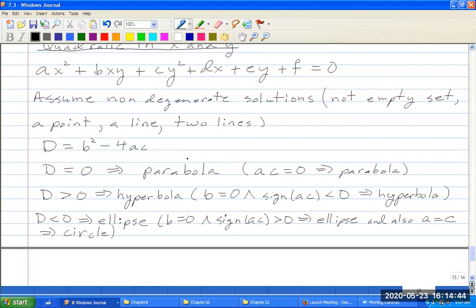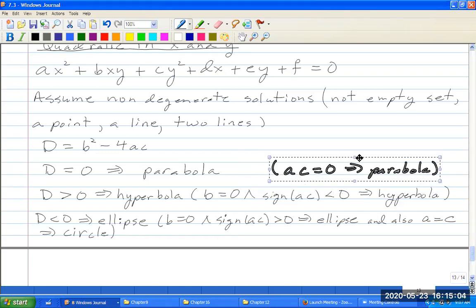Notice in the case that B is 0, and exactly one of A or C is 0, it'll be degenerate if there's two of them. So if I have that B is 0, and one of these is 0, then this will be the case of a parabola.